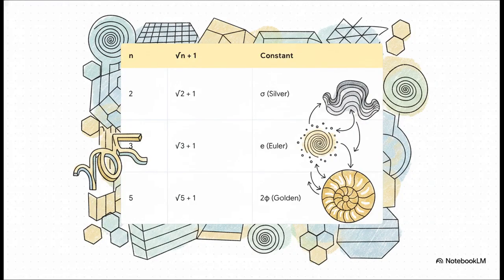Even with this incredibly basic setup, where there's no feedback loop or memory at all, famous constants miraculously begin to surface out of thin air. Plug in n equals 2 and we get an approximation of the silver ratio. Plug in 3 and we get an approximation of Euler's number e. When n is 5, we hit exactly twice the golden ratio. It's totally wild that simply adding 1 to a root sequence starts pulling out these fundamental universal constants.